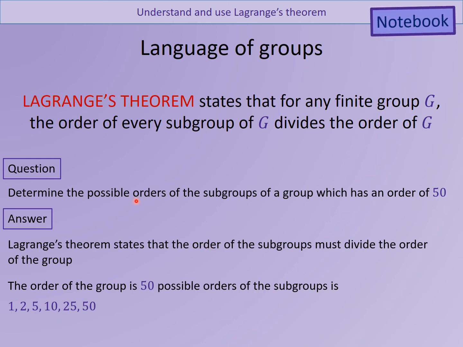Now you can have the examiner asking this in the opposite direction. It could be a situation where they say we've got a subgroup which has an order of 30 of the original group of order 50, and you can say that's definitely not true because 30 doesn't divide nicely into 50. So it is wrong that there is a subgroup of order 30 in the group with 50 elements. So you have to be able to understand it backwards as well.